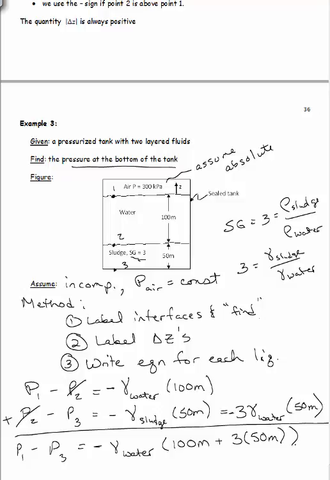All right. And from there, I can just go ahead and solve. I know P1 is 300 kilopascals. And if I go ahead and solve, I'm going to get P3 equals 2.75 megapascals. Okay. And if that 300 kilopascals was absolute, then this is also absolute. If it was gauge, then this was also gauge.